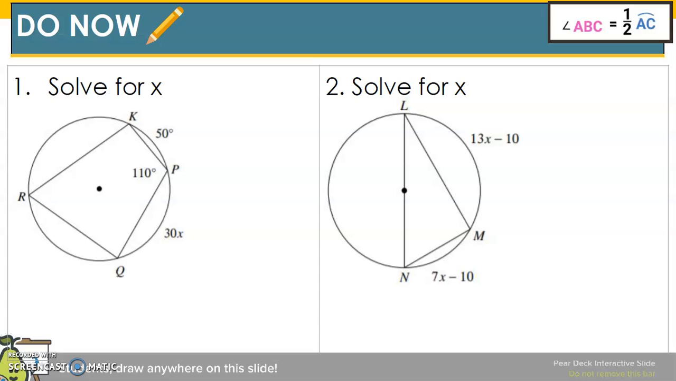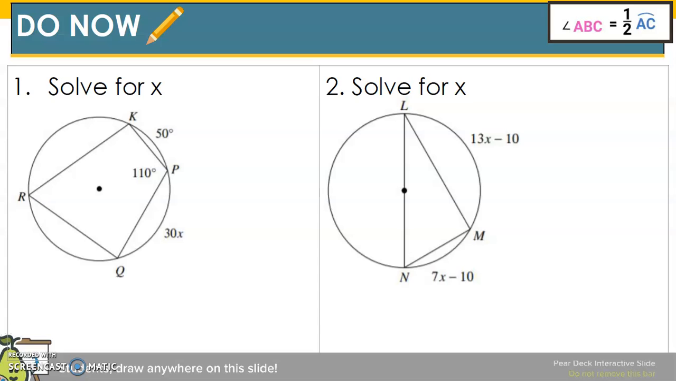Hey everyone, this is a video talking through the do now and the practice questions from today. Hopefully you can listen to this and double check your answers and get a better understanding on how to work with these concepts from Unit 9. So let's go over the do now first.